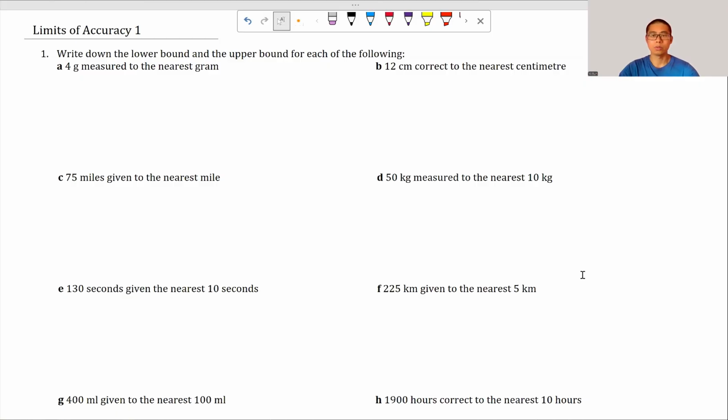Hello and welcome to this video on how to find the upper and lower bounds. If you are preparing for GCSE Maths and aiming for a top grade, you are in the right place.